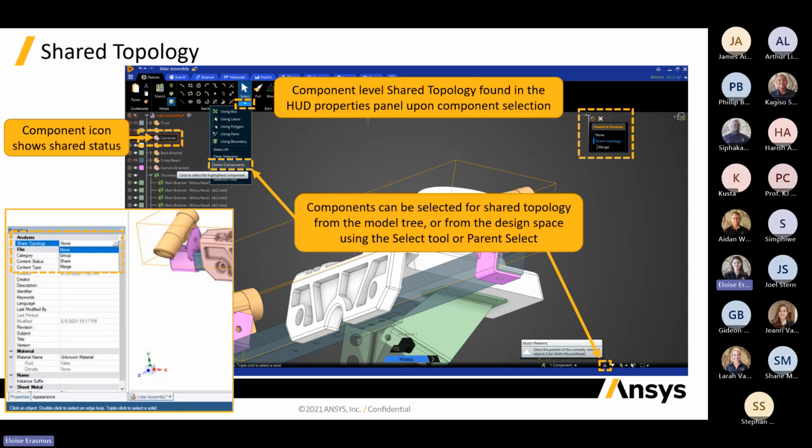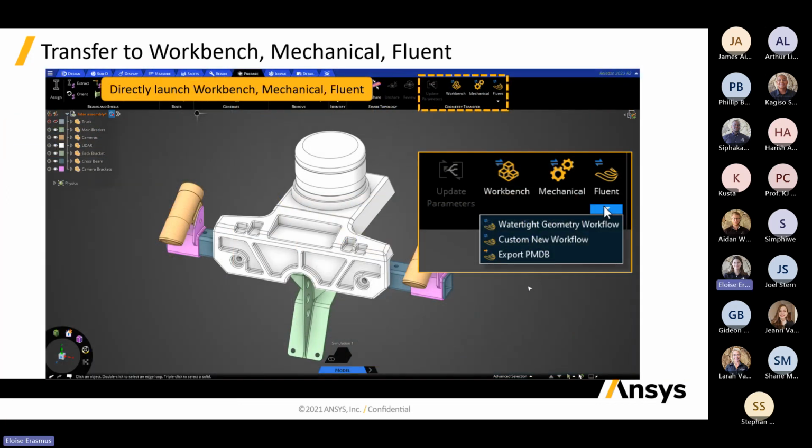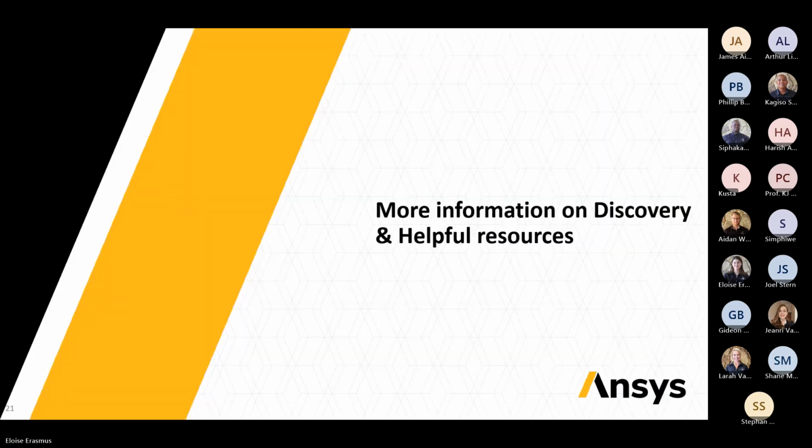There. Then you can use Discovery to directly transfer into Workbench, Mechanical or Fluent. There is a direct button for that, located in the ribbon at the top when in the model phase or model stage, sorry.